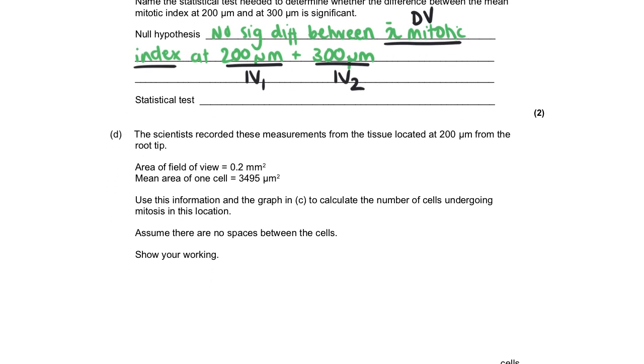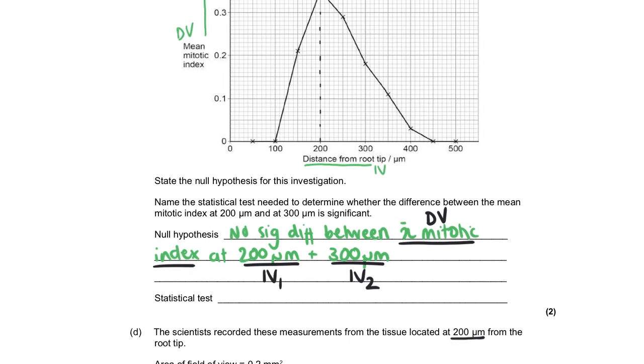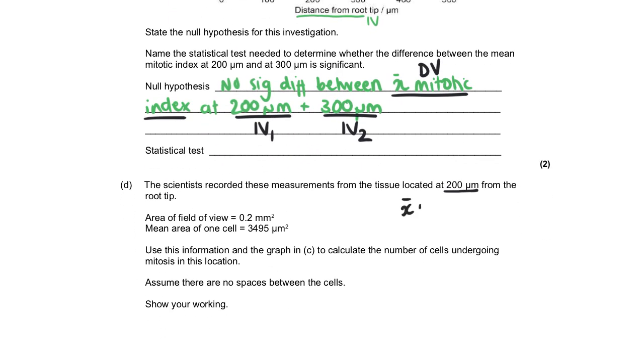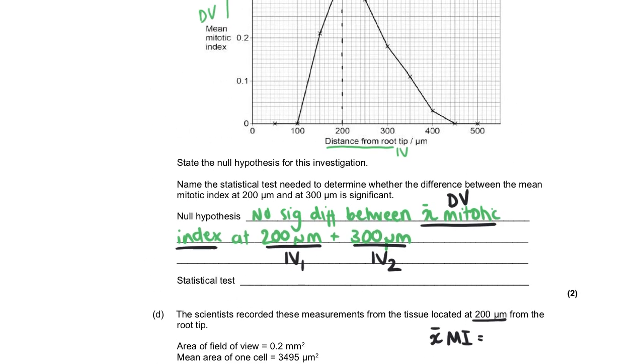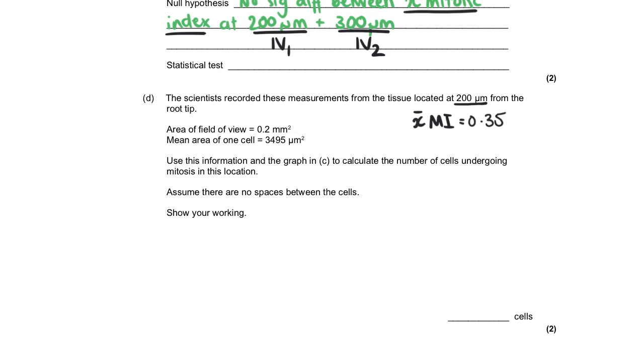Now, the scientists recorded these measurements from tissue located at 200 micrometers from the root tip. So automatically I'm looking at my graph, sorry, I just want to have a look and see what my value is. So I'm going to take that as the mean mitotic index. So mean mitotic index is 0.35 or 35%. Use this information and the graph in C to calculate the number of cells undergoing mitosis at this location. Assume there are no spaces between the cells and show your working.